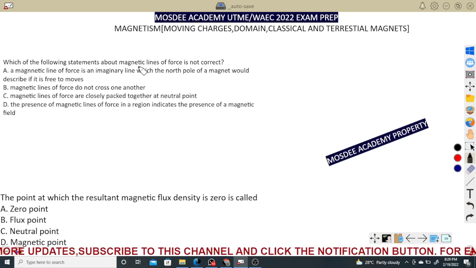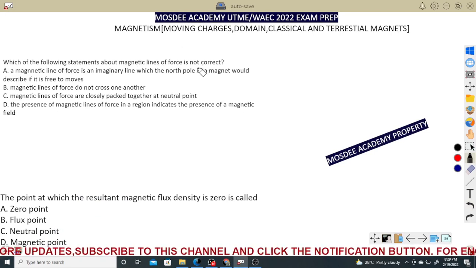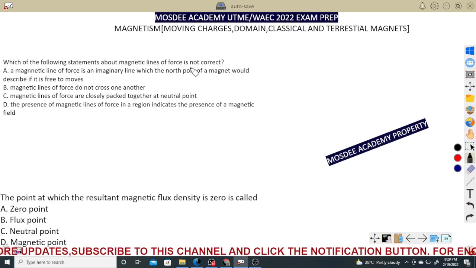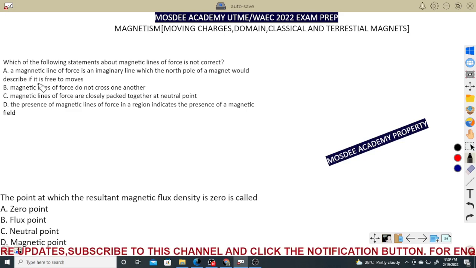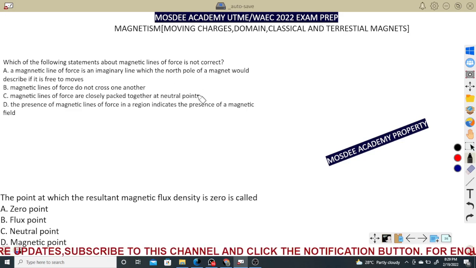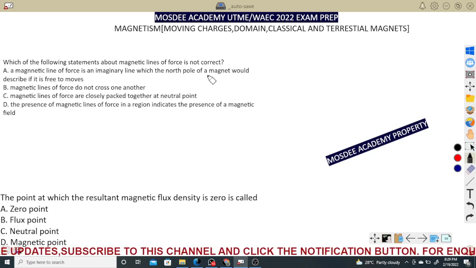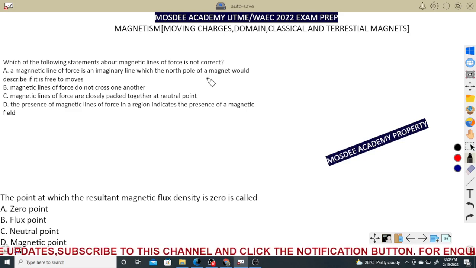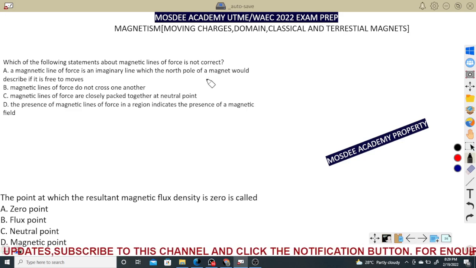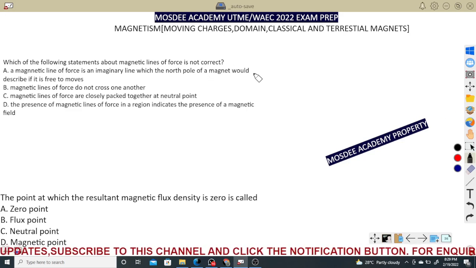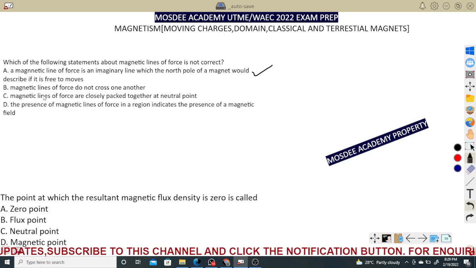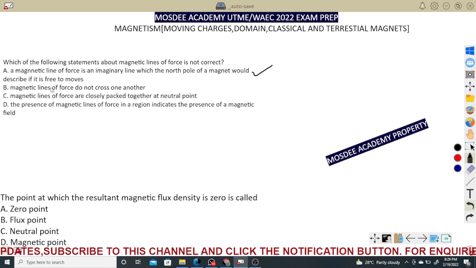Now, which of the following statements about magnetic lines of force is not correct? Let's say a magnetic line of force is an imaginary line along which a north pole of a magnet will move if it is free to move. Well, it's an imaginary line. It's correct, even though there's an error in their typing here.